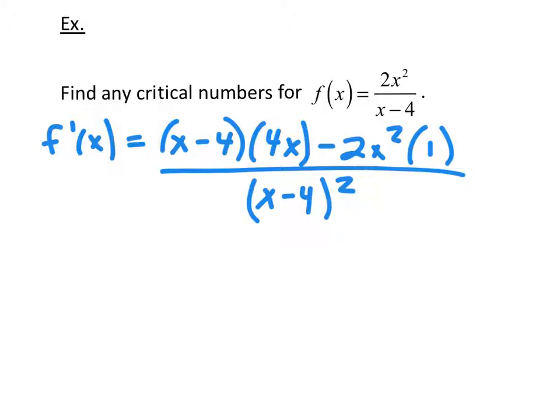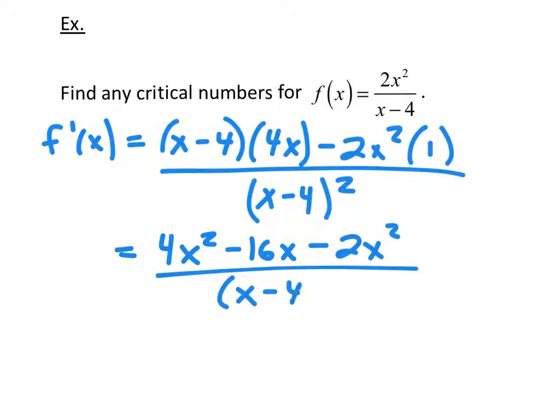And since my goal is to figure out where f prime of x is either equal to 0 or does not exist, that means I'm going to go ahead and simplify the numerator. That way I can figure out where this fraction is going to equal 0 and where this fraction would be undefined. So if I go ahead and distribute that 4x, I end up with 4x squared minus 16x minus 2x squared over the bottom squared. We're not going to FOIL the denominator because my goal is to just eventually set that equal to 0 and solve for x. So that'll be much easier to do while it's in the factored form. And this, of course, simplifies to 2x squared minus 16x over x minus 4 squared.